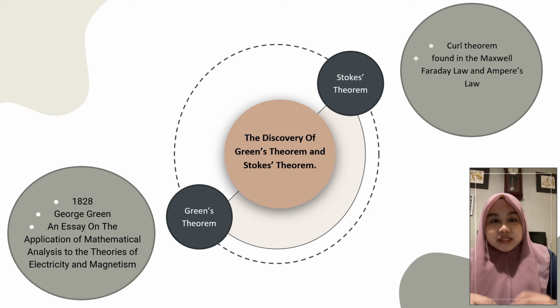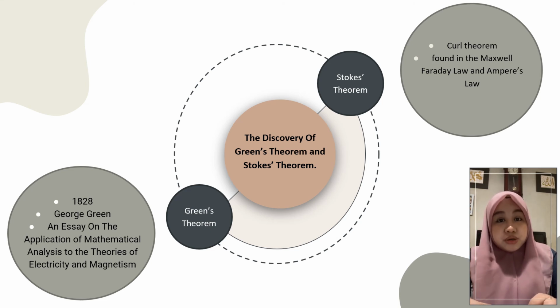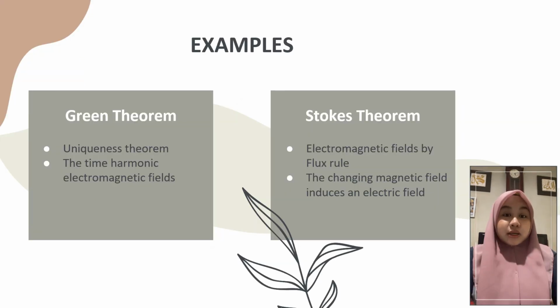Next is the Kelvin–Stokes theorem, known as Stokes' theorem. It is applied in the subject of electricity and magnetism. The theorem is found in the Maxwell-Faraday law and Ampere's law. It is used to transition between the differential form and the integral form of the equation. There are some examples of how both theorems are used in solving physical problems.